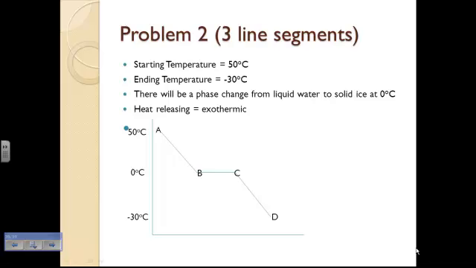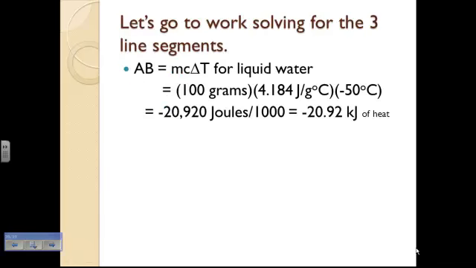How many line segments do you see we'll need to solve for? The previous problem had 5. This one I can count 3. Line segment AB, we're cooling water, an MC delta T problem. Line segment BC, a phase change, that's a delta H of fusion problem. And line segment CD, an MC delta T problem where we're cooling ice. We'll have 3 line segments to solve for, one at a time. Let's go to work solving for the 3 line segments.